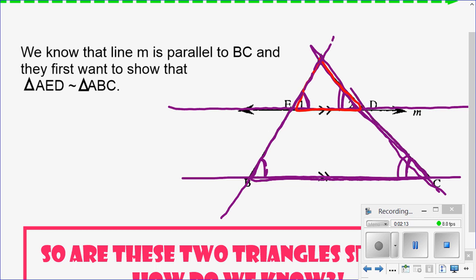Okay, so those two triangles, we just proved that they are similar. And how did we prove that? Well, we have two pairs of angles. So that is angle, angle. So we proved that the two triangles are similar using the angle-angle similarity theorem. Okay?